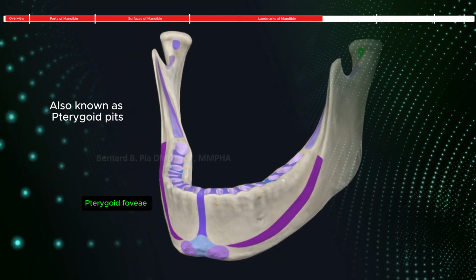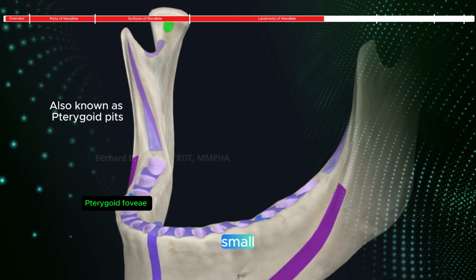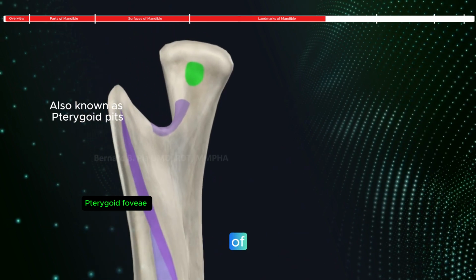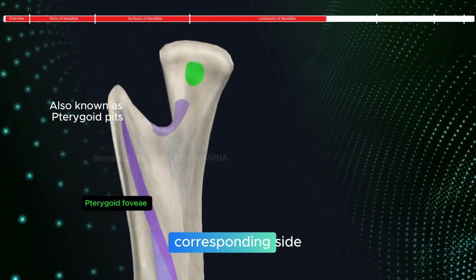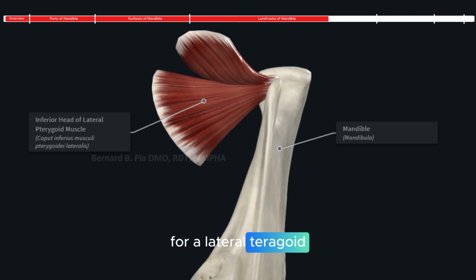14. The pterygoid foveae, or pterygoid pits, are the two small, shallow depressions found along the anterior aspect of each neck of the mandible. On its corresponding side, each pterygoid fovea provides an insertion site for a lateral pterygoid muscle.